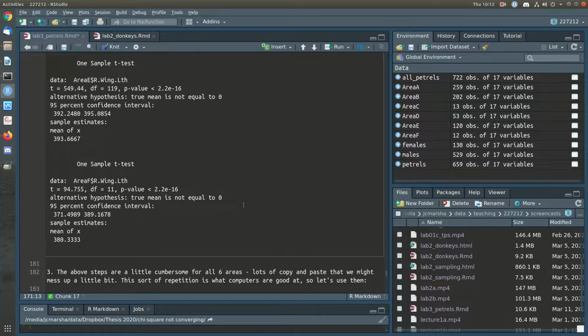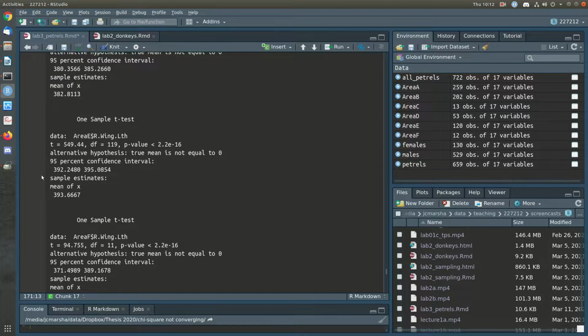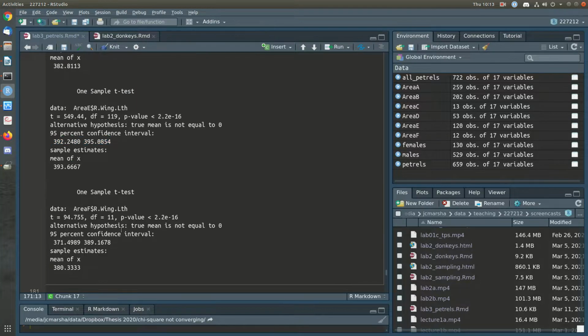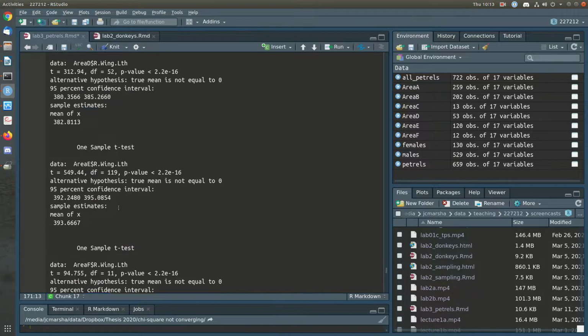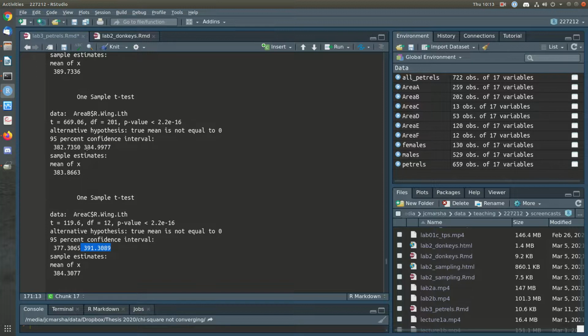Okay, and we could then compare them, right? So if you look through and you look at area E, remember that one was the big one, wasn't it, in our sample? We see that we're 95% confident that area E birds on average have a mean of between 392.2 and 395. And if you look at all of the other ones, if you look at the upper interval, they're all lower than 392.